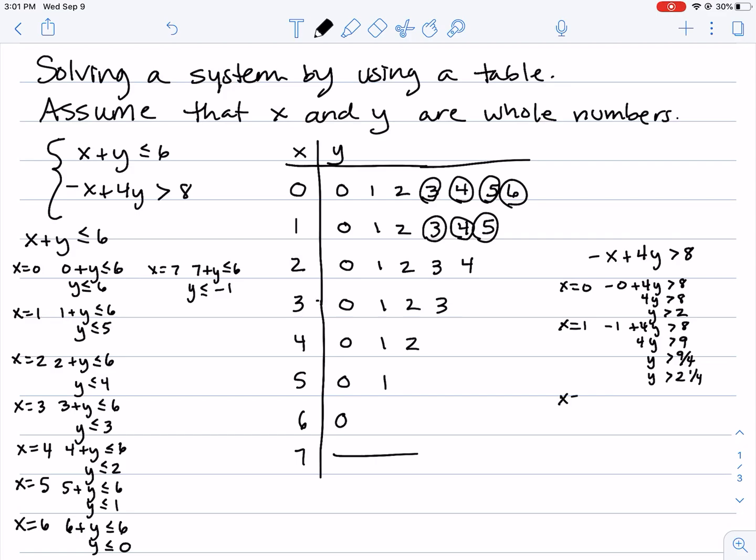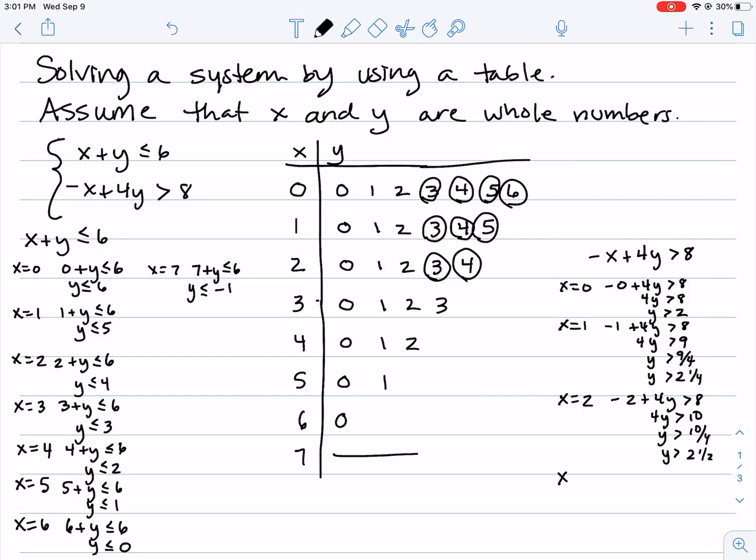Now I've got to check x equals 2. Plugging that into our inequality, -2 plus 4y greater than 8, add 2, divide by 4. 10/4 is the same as 2 1/2. So with x equals 2, I need to circle all the whole number solutions that are greater than 2 1/2. So that's going to be 3, and that's going to be 4.